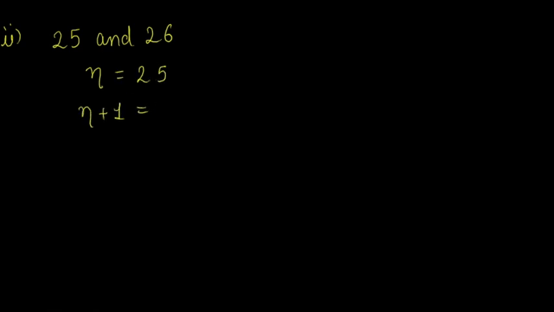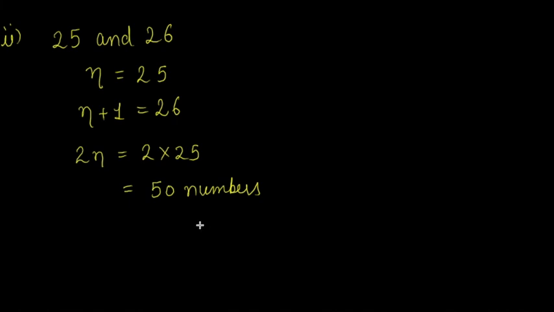If I move to the second last part of this, it's 25 and 26. So again these are consecutive numbers. If I take n as 25, my n plus 1 is 26, and I say the number will be 2n, which is 2 into 25, which gives me how many numbers? 50 numbers. So there is no need to take the squares and the difference. That's a very lengthy method.